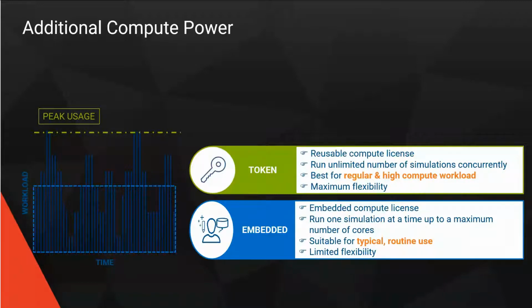Because you're not running simulations 24/7, it doesn't make sense to have a massive, really powerful PC that can do that. You could always just use it when you need. It's amazing. Tokens are great: you can run a limited number of simulations at any given time, you just need more tokens. It's best for regular and high compute workloads. So it's very, very flexible.